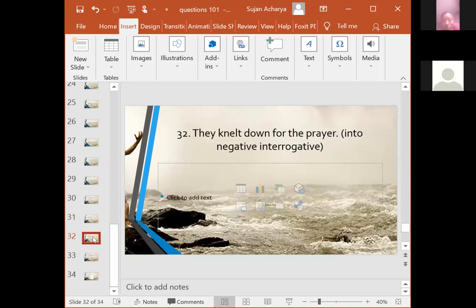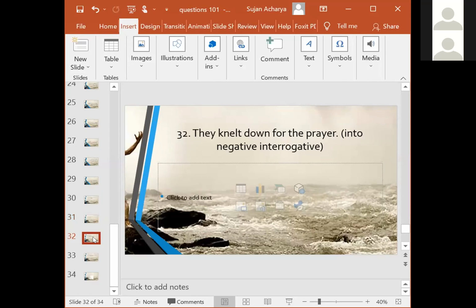Next, number 32. They kneel down for the prayer into negative interrogative. Negative पनि हुनु पर्यो, question mark पनि, question sentence पनि हुनु पर्यो. Didn't they kneel down for the prayer? Question mark. Didn't they kneel? K-N-E-E-L. Why K-N-E-E-L? Did is already there. After do, does, did, we always keep the verb form into V1. Didn't they kneel down for the prayer? Question mark.